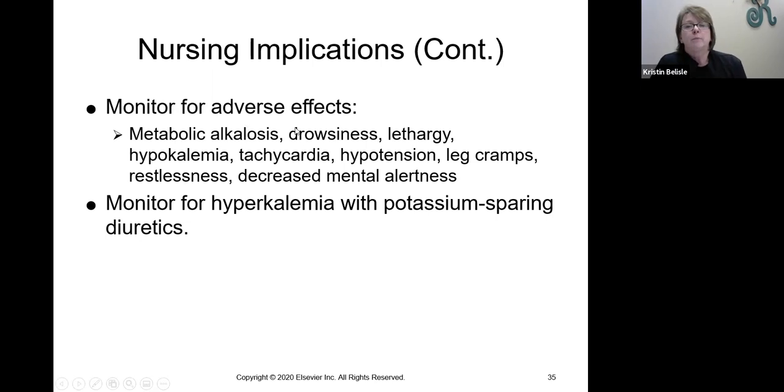So if we're looking at adverse effects, they can go into metabolic alkalosis, drowsiness, lethargy, hypokalemia, where we're losing our potassium, tachycardia, hypotension, leg cramps, restlessness, and decreased mental alertness. Decreased mental alertness can come with sodium and potassium irregularities if we have too low or too high of those. Monitor for hyperkalemia with potassium sparing diuretics. Ding, ding, ding.